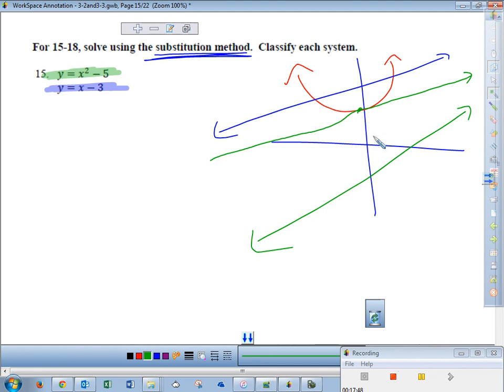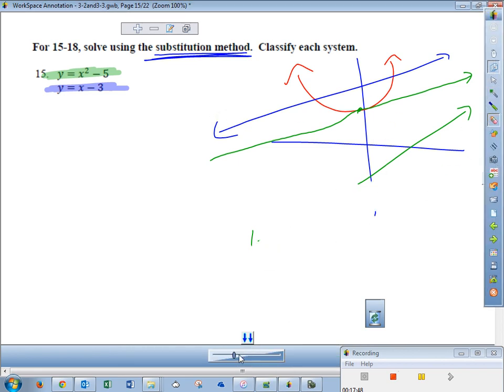Can I ever get 3 answers? Is it possible for the line and the parabola to cross in 3 different places? It's impossible. It would have to curve for that situation. So just thinking what my possibilities are.